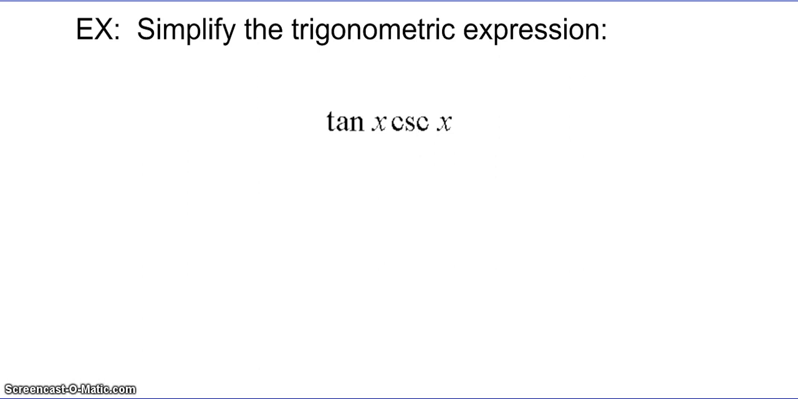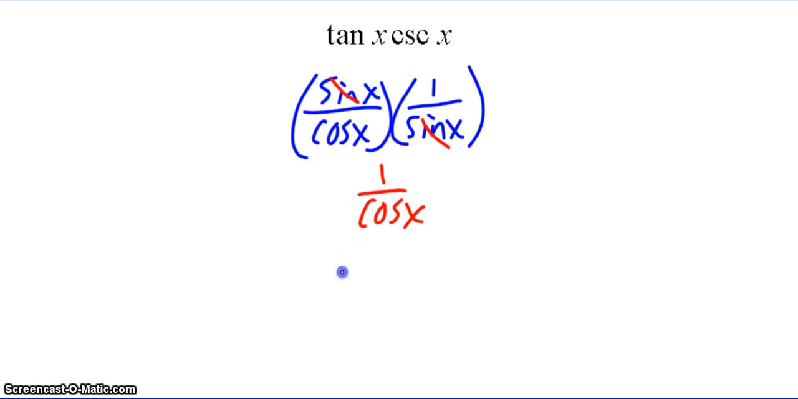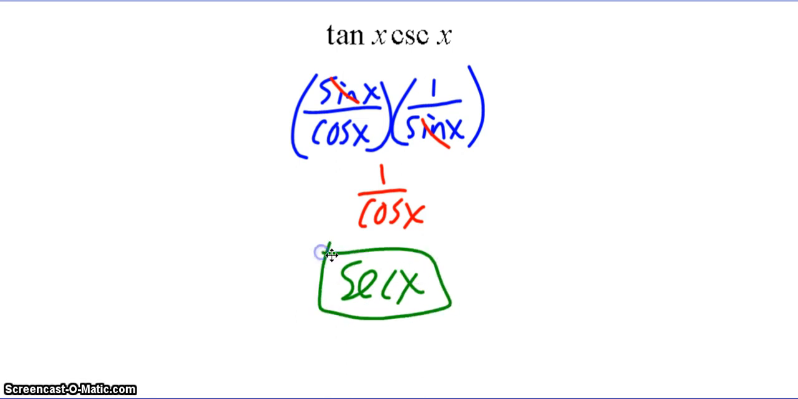So for example here, if I have tangent of x times cosecant of x, well, directly tangent doesn't relate to cosecant necessarily. If they were squared, they do through the Pythagorean identity, but as they are, they don't. So I can change tangent into sine of x over cosine of x, and I can change cosecant into 1 over sine of x. Now I can do a little bit of algebra, and I know that cancels, and I'm left with 1 over cosine of x, but 1 over cosine of x is secant of x. So therefore I've simplified it.